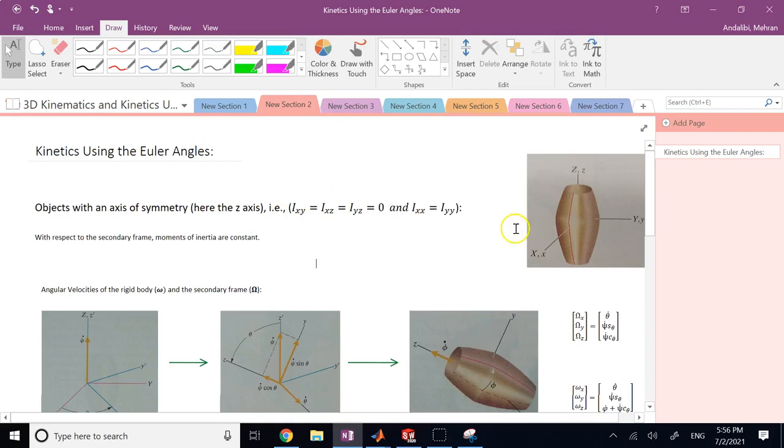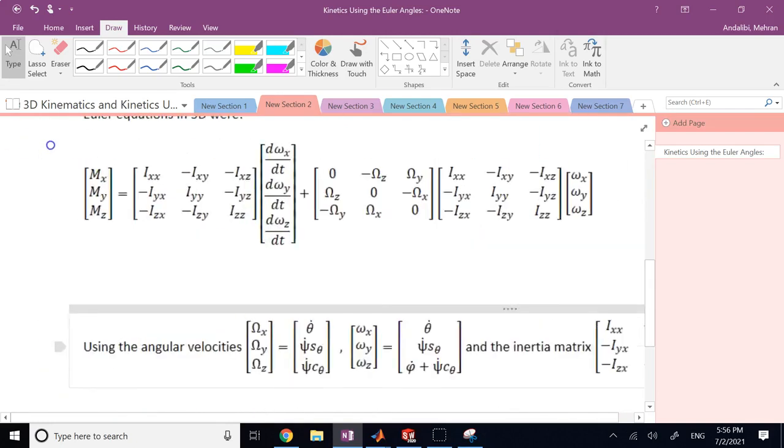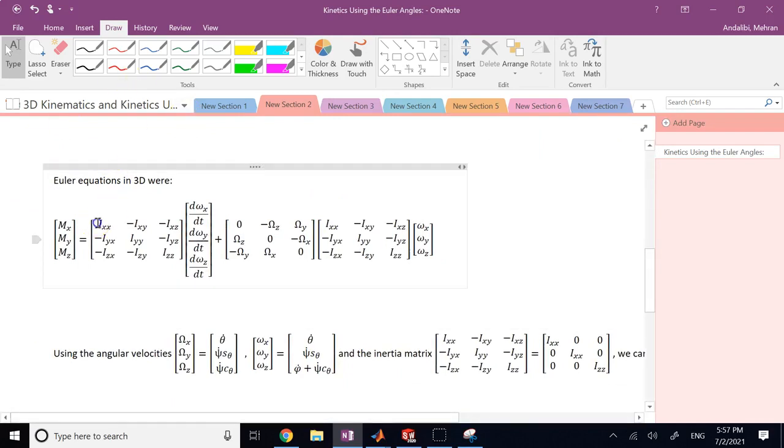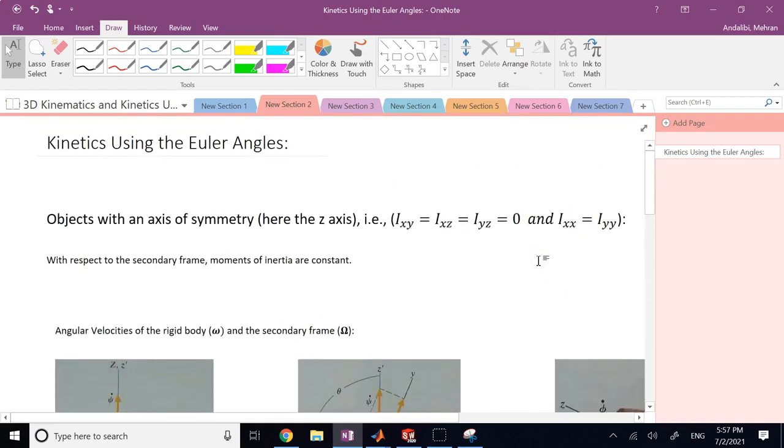First of all, because your inertia matrix, which in general looks like this, correct? It has 9 elements. Now it is going to be as nice as this one, correct? Because the products are all zero and IYY and IXX are equal. So your inertia matrix is going to be extremely simpler.